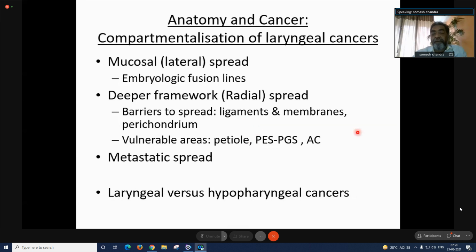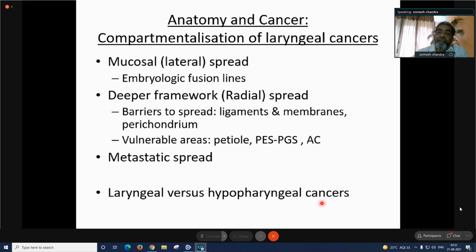And this involvement is very difficult to assess endoscopically and radiologically. So the tumors which involve the anterior commissure need some special consideration. The metastatic spread, again, is related to the embryological development. So the supraglottis has a lot of lymphatics and has bilateral lymphatic spread, while the glottis is devoid of lymphatics. And unless cancers are advanced, they do not spread.